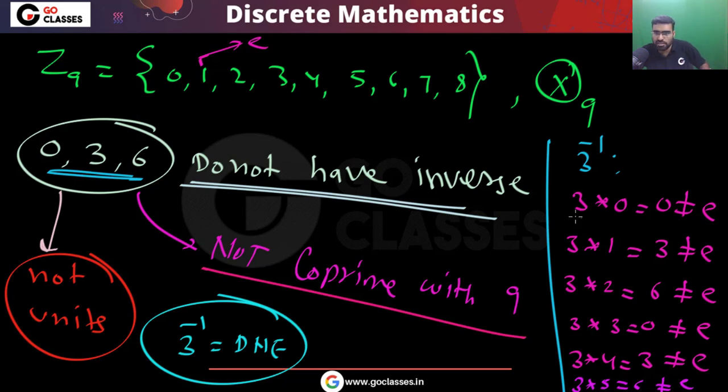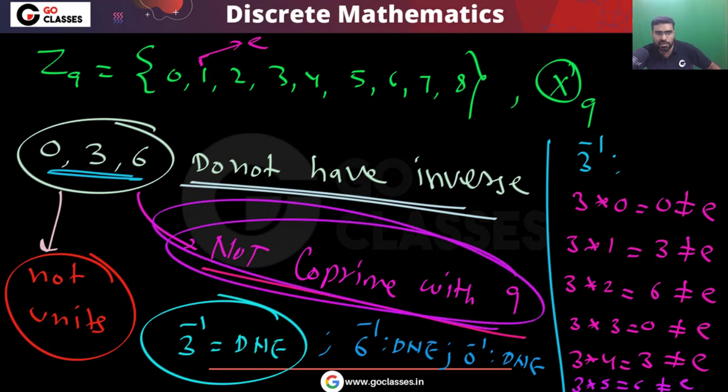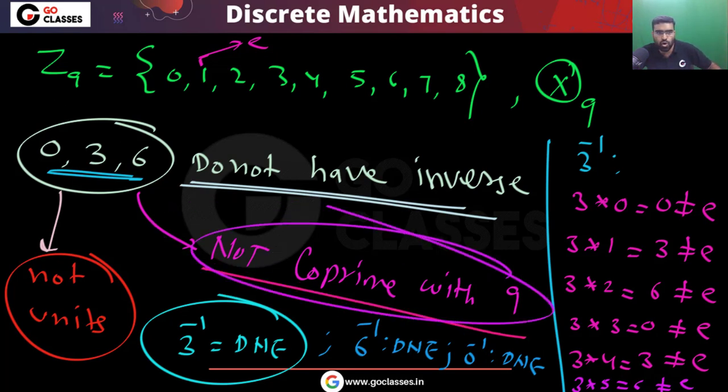You can see 3 with 0 is not identity element. 3 with 1, not identity. 3 with 2, not identity. 3 with 3, not identity. So 3 inverse is not there. 3 with 7 will give you 3, also not identity element. So 3 inverse does not exist. Similarly, 6 inverse does not exist. And similarly, 0 inverse does not exist. These elements don't have the inverse property. Why? Because they are not co-prime with 9.